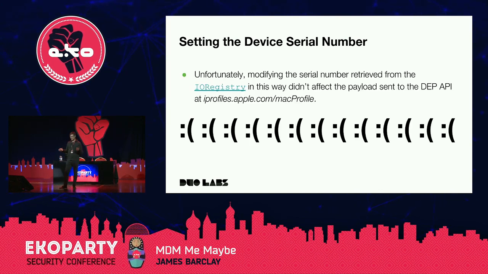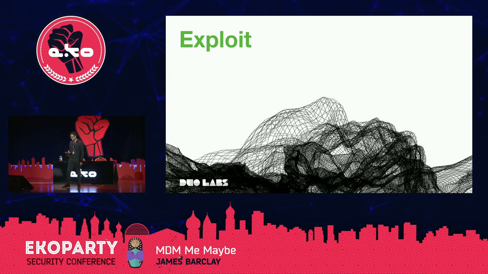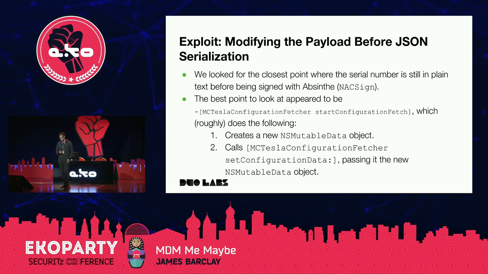But unfortunately, for whatever reason, this didn't actually modify the payload that is sent to that macprofile endpoint. But something did, so I'll talk about what actually worked. Once that initial process failed, we looked to find the closest point where the serial number is still in plain text before it gets signed.